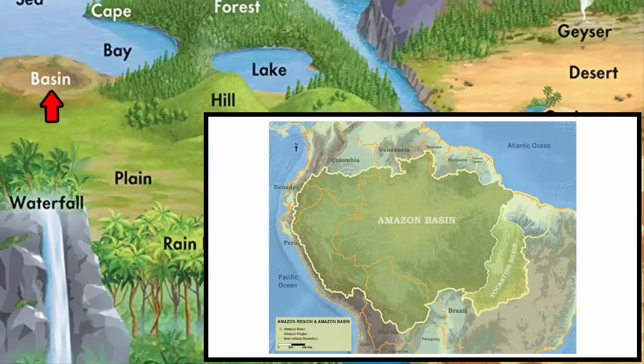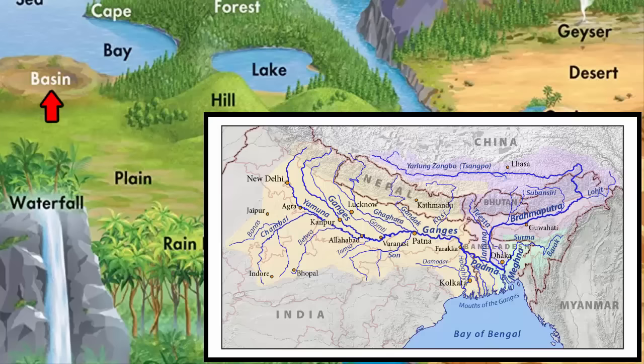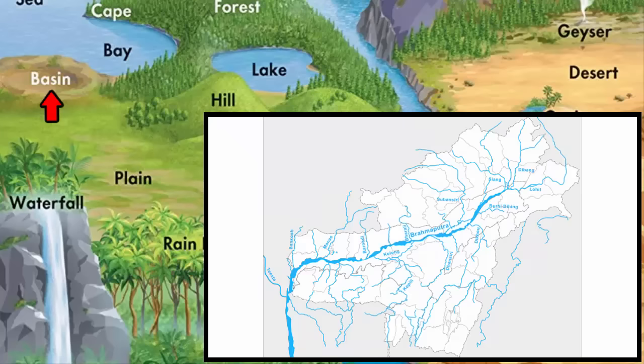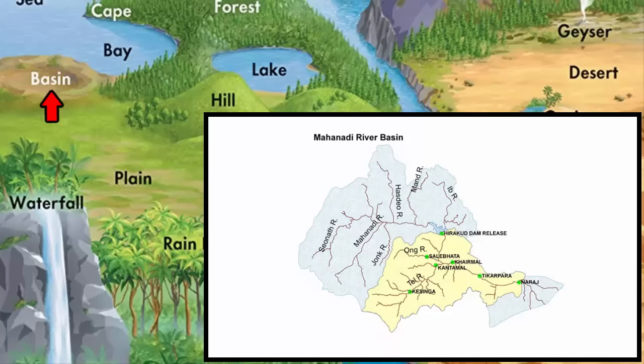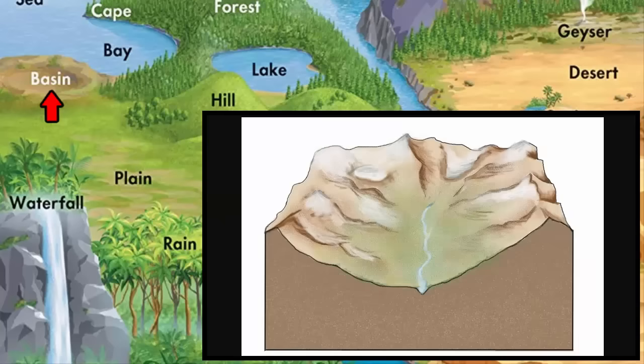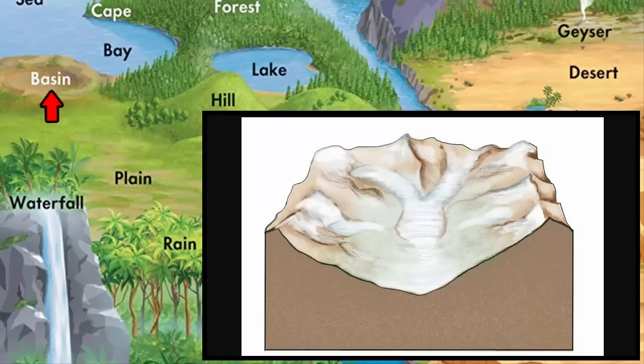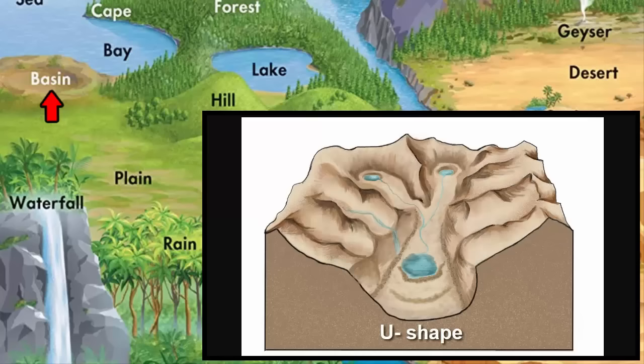The Amazon Basin in northern South America is the largest in the world. In India, we have Ganga River Basin, Brahmaputra River Basin, Krishna River Basin, Mahanadi River Basin, and Narmada River Basin. Even slow movement of glaciers forms basins. Glacier movement carves the land, creating a low ground or depression. As a result, you have an area of land which is lower compared to its surroundings. And this is exactly called a basin.